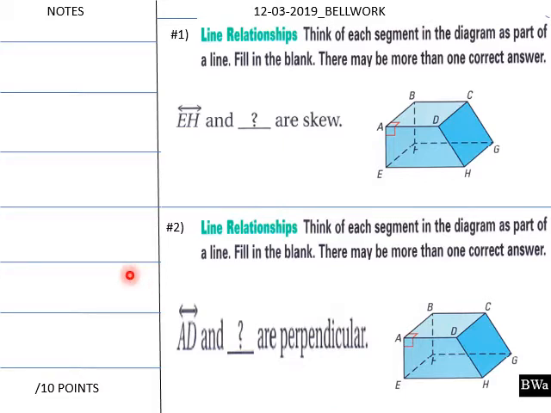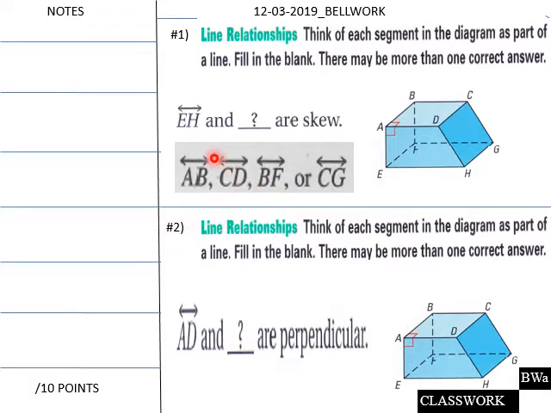Okay, welcome back for our solution PowerPoint. For number 1, E and H and blank are skew. So where's E and H here? What other lines are skew? They got AB, CD. Where's CD? CD is skew. BF is skew. BF, where's F? It's down here, that's skew. Or CG would be skew, skew of what? EH.